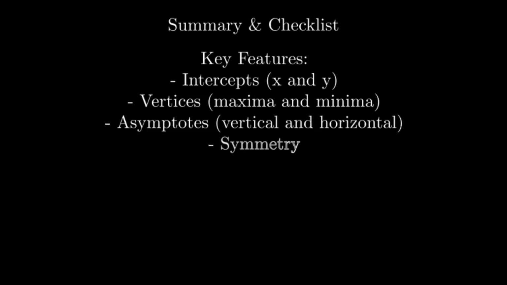All right, let's wrap up and review what we've learned today about sketching and analyzing graphs. We've covered a lot of ground, from the basic features of a graph to advanced problem-solving techniques using technology. First, we identified the four key features that describe a function's graph. We learned to look for intercepts, where the graph crosses the axes, vertices, the turning points, asymptotes, the lines the graph approaches, and lines of symmetry.